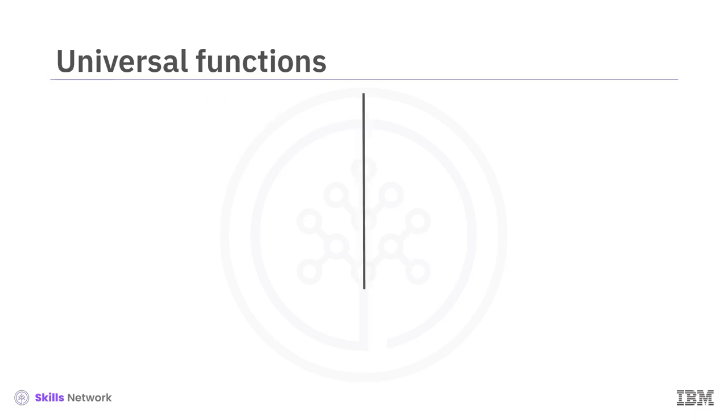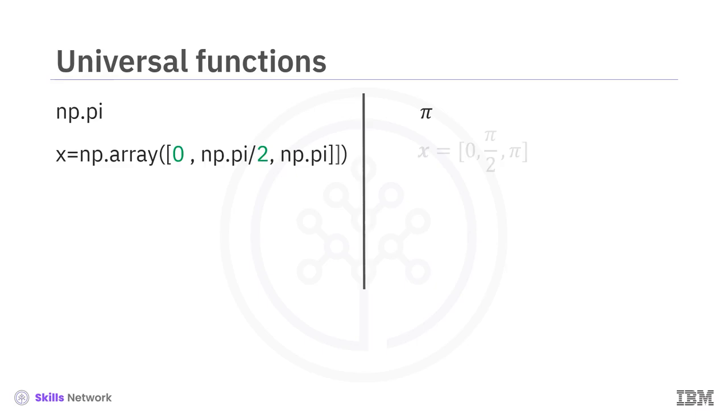We can use NumPy to create functions that map NumPy arrays to new NumPy arrays. Let's implement some code on the left side of the screen and use the right side of the screen to demonstrate what's going on. We can access the value of pi in NumPy as follows. We can create the following NumPy array in radians. This array corresponds to the following vector.